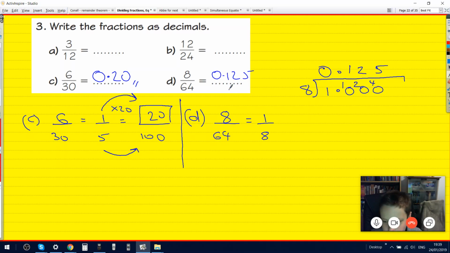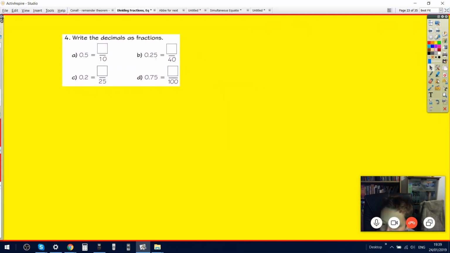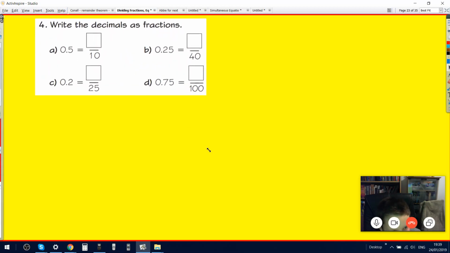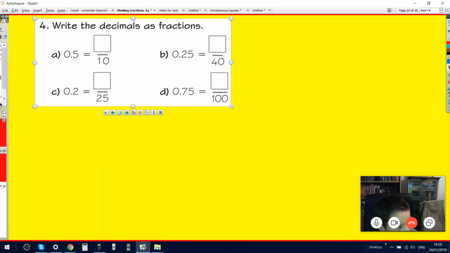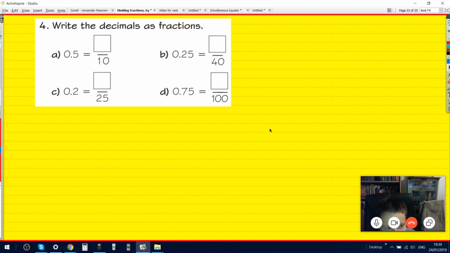Any questions or anything there? No, I don't think I have any. Okay. Let's see. So this time you have to work in reverse. You're given a decimal and you have to write it as a fraction. Any idea how you'd do part C? So for C, it's 0.2 equals something over 25.